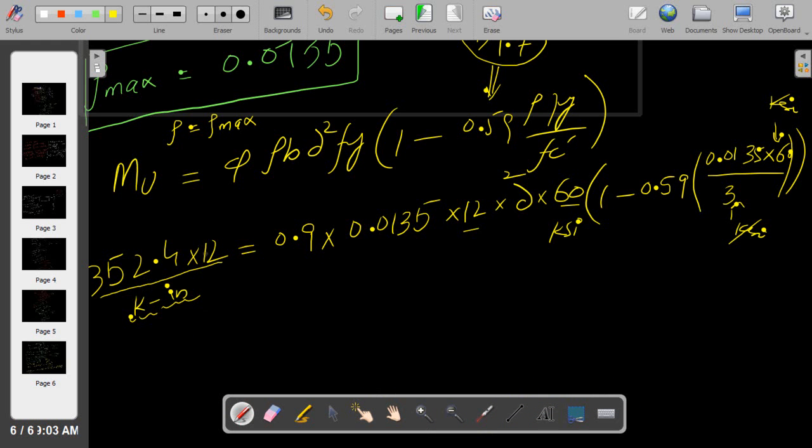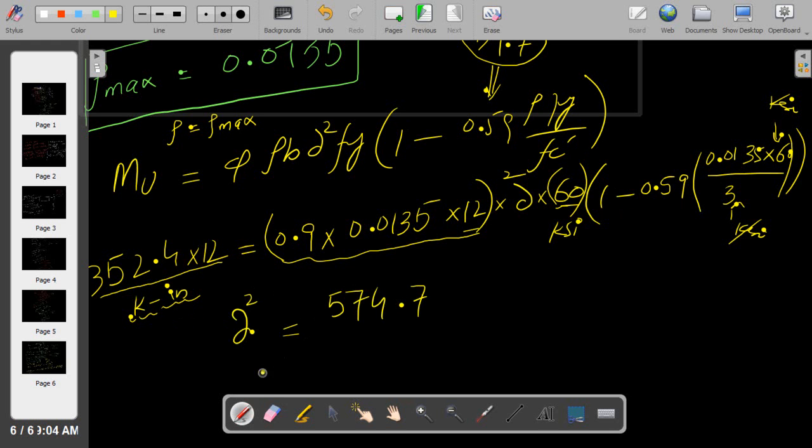So you have to multiply this value with 12, and we have to shift these values and this value to the left side, so this value will be divided by these values. Then we subtract that value from 1 and shift it to the left. So finally from this we get the value for D square, which will be 574.7, and if we take the root, we find 24 inches.